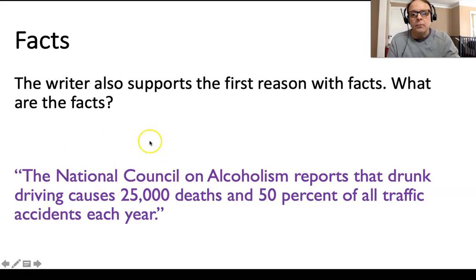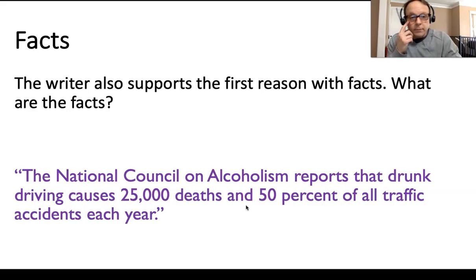Now, this is a good example of a fact for several reasons. First of all, it's a big number, right? It's a lot of people. 50% of all traffic accidents, I mean, that's a lot, right? Just in Chicago, that would be a lot of people. So it's a good sized sample. The other thing that's good about it is we could potentially find the source of this information, the National Council on Alcoholism. Now, if we Google that and find out that doesn't exist, we might get suspicious.